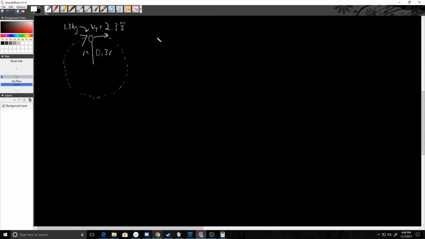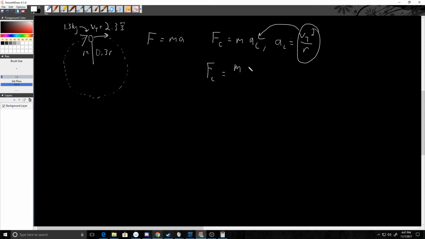Well, just like we could find force equal to mass times acceleration, we can find centripetal force if we take mass times centripetal acceleration. Since centripetal acceleration is equal to tangential velocity squared over r, I can plug this in and find that centripetal force is equal to mass times the tangential velocity squared over r. This will get us to newtons as well, or kilograms meters per second squared.